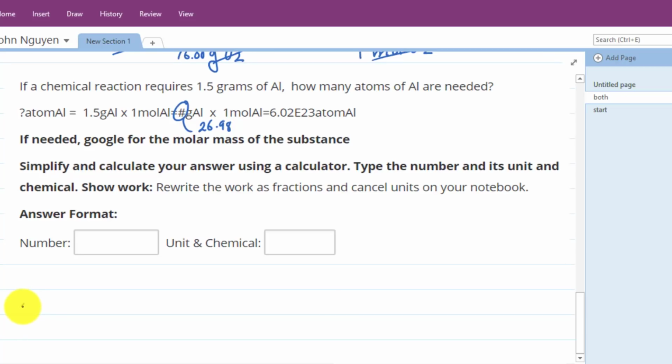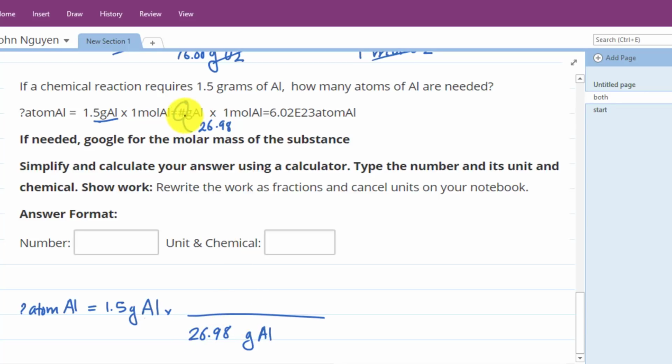Of course, I'm going to have our question mark of atoms of aluminum equal to, right there, 1.5 grams of aluminum. And again, the same strategy. The measurement in the denominator must have the same unit and chemical as the previous measurement in the numerator. In this case, we have grams of aluminum. So down here must be grams of aluminum. And your conversion factor must have grams of aluminum, or else you did something wrong. So in this case, here we go. We have grams of aluminum. How many? In this case, 26.98.